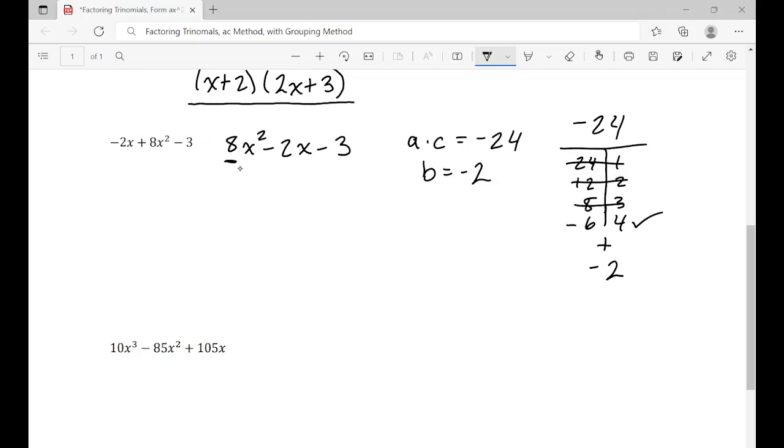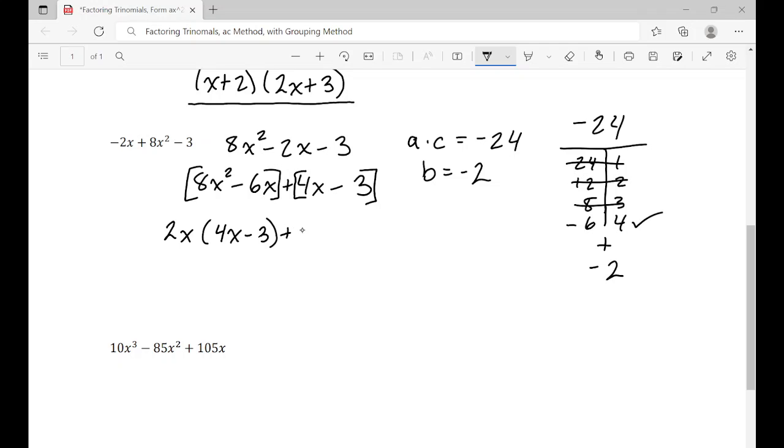So now I'm going to rewrite negative 2x as negative 6x plus 4x. So 8x squared minus 6x plus 4x minus 3. I will group the first two terms together and the second two terms together. And the GCF of the first group is going to be 2x. And that reduces down to 4x minus 3 on the inside. And since I have a 4x minus 3 here, and this is just 4x minus 3, I can just bring the 4x minus 3 down because there's no GCF here, so it has to be the same.